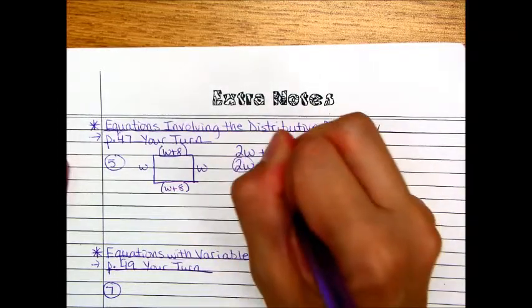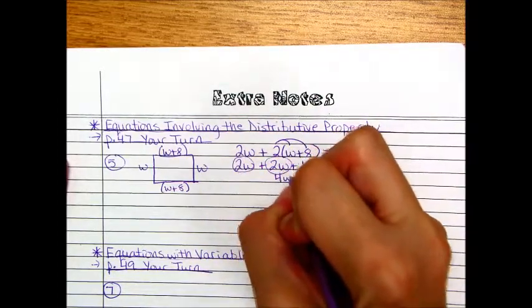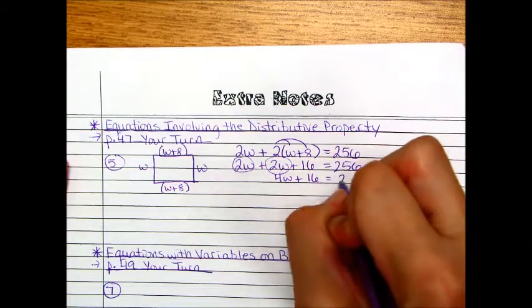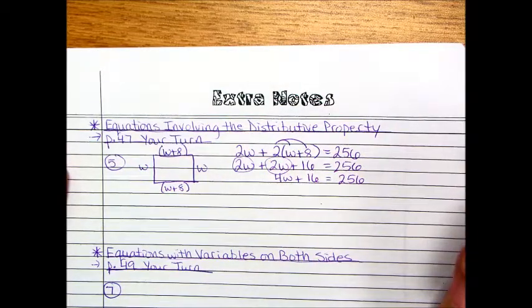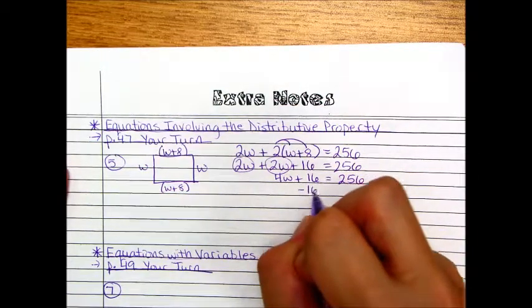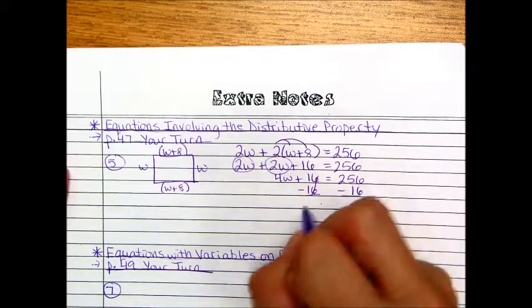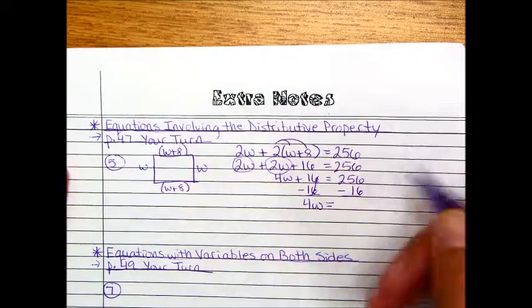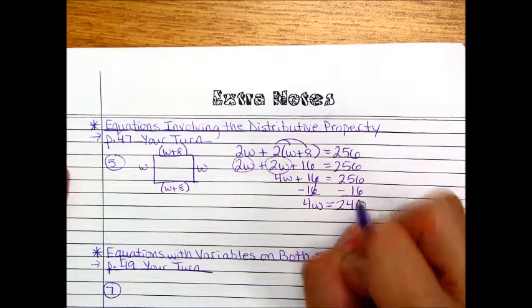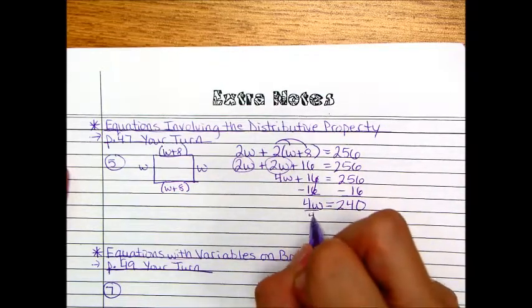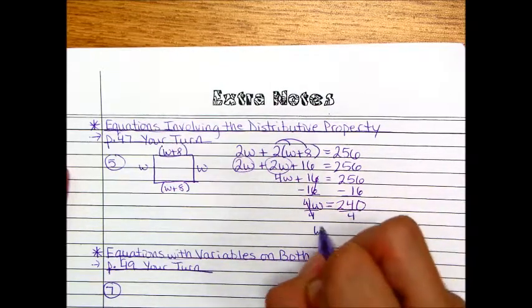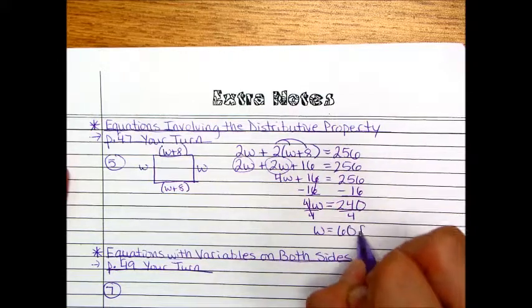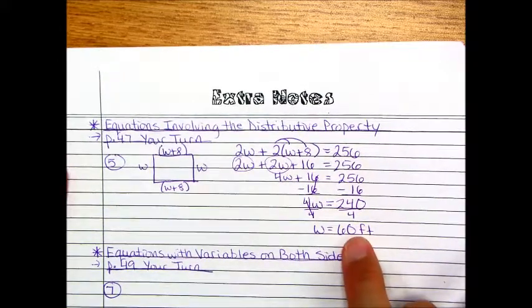We're going to combine like terms to get 4W plus 16 equals 256. We're going to subtract 16 and get 4W equals 240. And we're going to divide by 4 to get W equals 60. So we have now found that the width of this garden would be 60 feet.